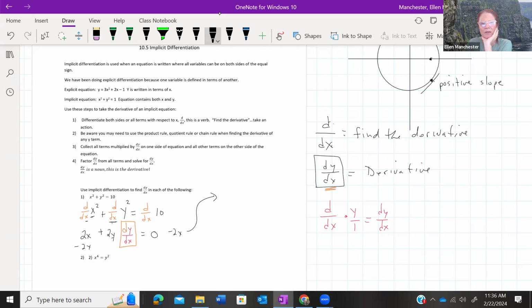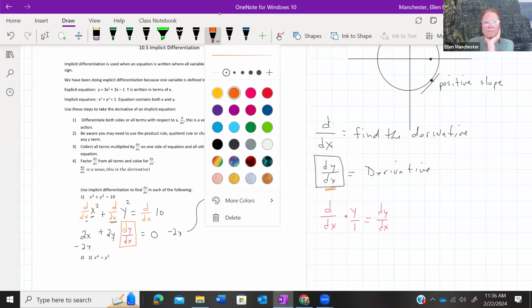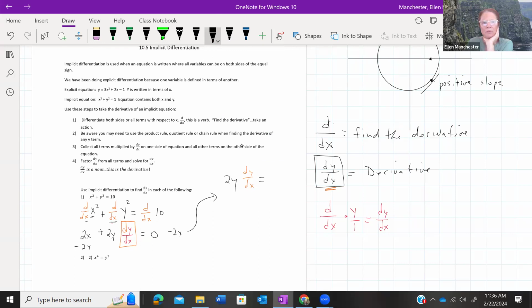And I'm going to move up here. So I end up with 2y dy/dx equals a negative 2x. And then I'm still trying to get my dy/dx by itself. So this is 2y times dy/dx. So I'm just going to divide both sides by 2y. And then I'm going to simplify. So my dy/dx equals, so negative 2 over positive 2 just cancels to negative x over y. And that is the derivative.